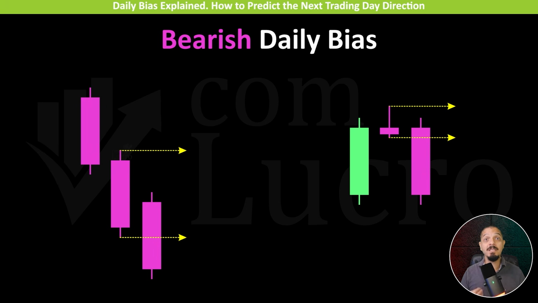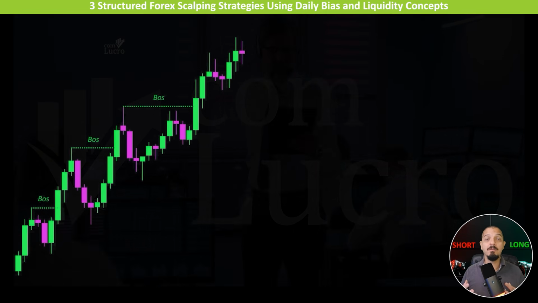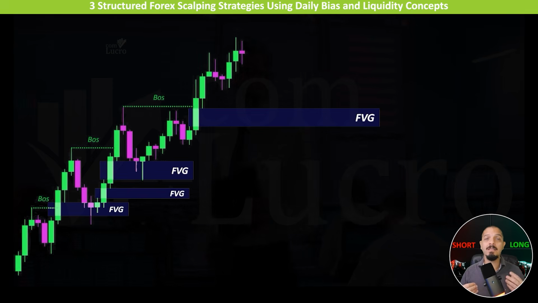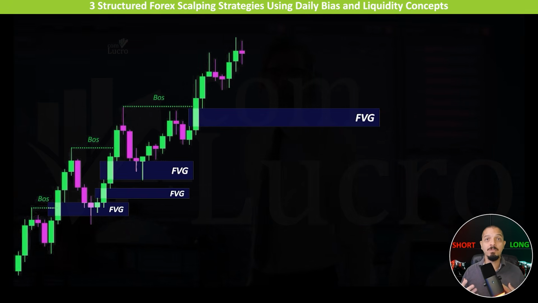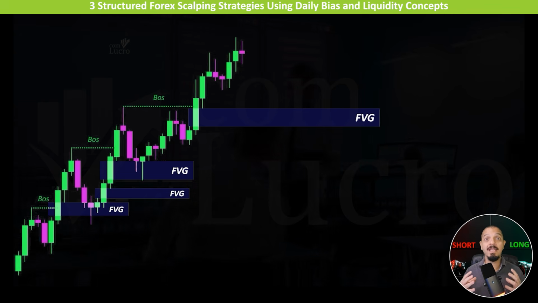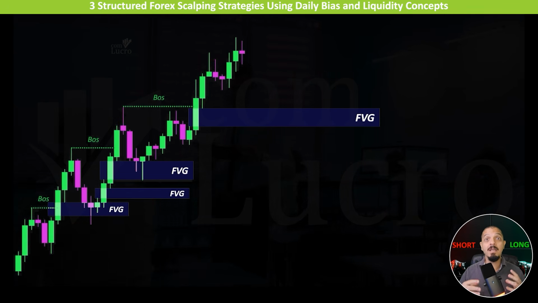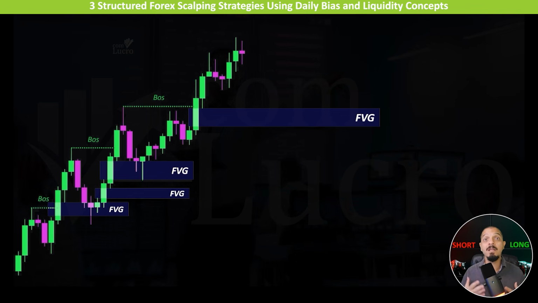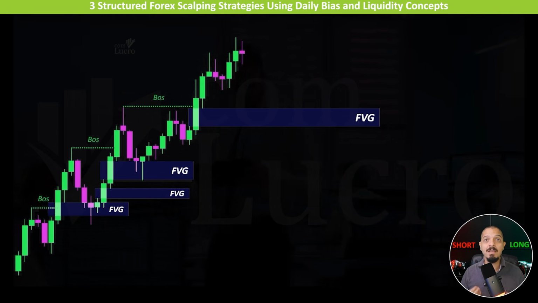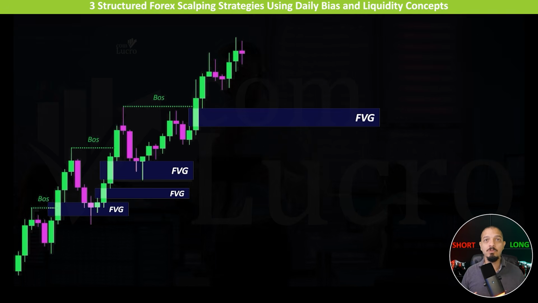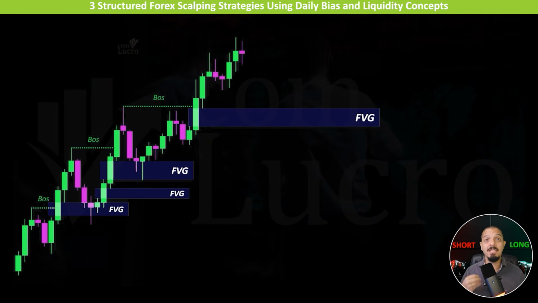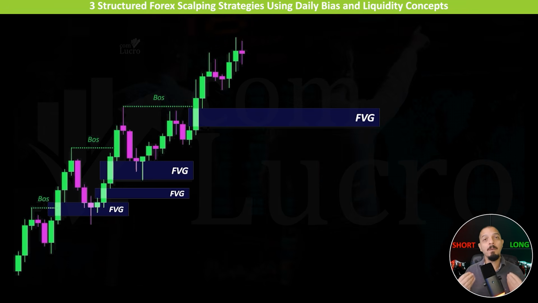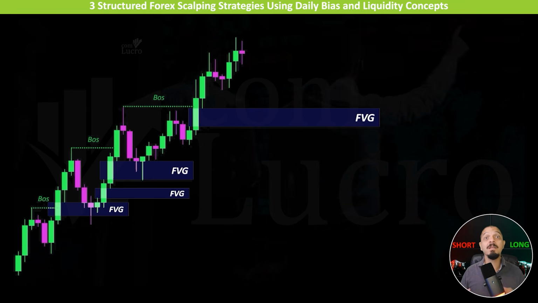Once that directional expectation is defined, the next step is not to trade blindly, but to look for precise execution zones that align with that bias. Next, let's talk about fair value gaps. These are imbalances on the chart, zones where price moved so quickly that it left a gap between candles, creating an area of inefficiency. The market often returns to fill these gaps as it seeks balance. We'll use these manually marked gaps as key zones of interest, expecting possible price reactions when price revisits them.